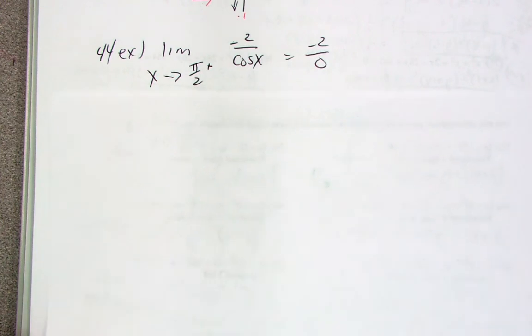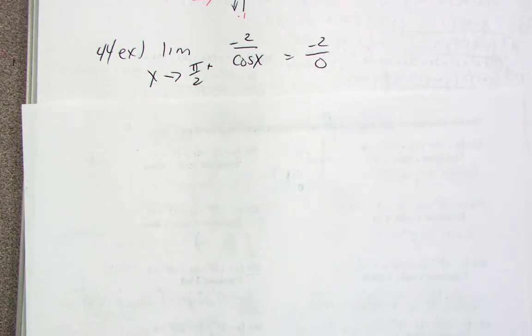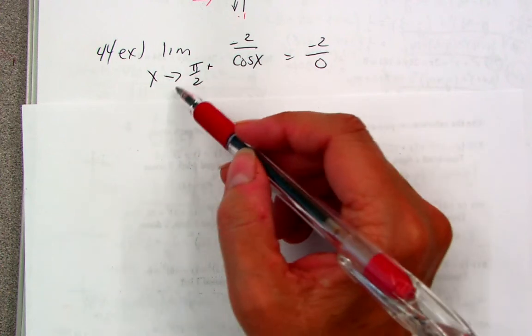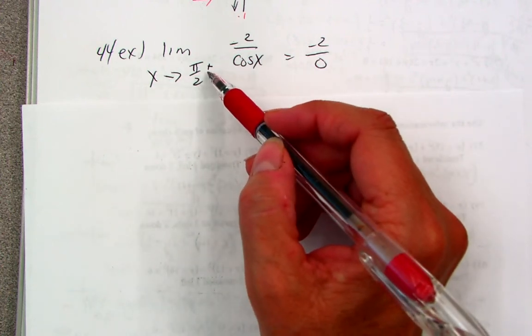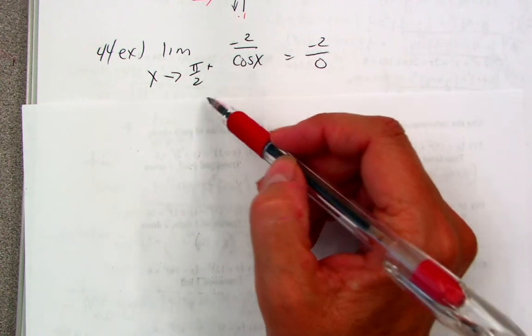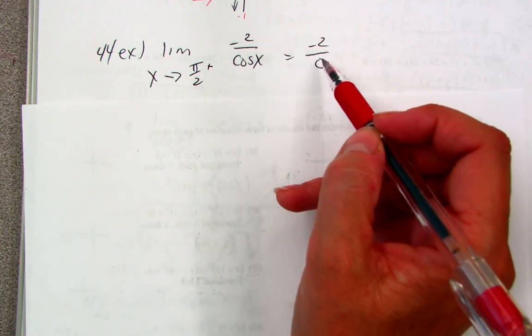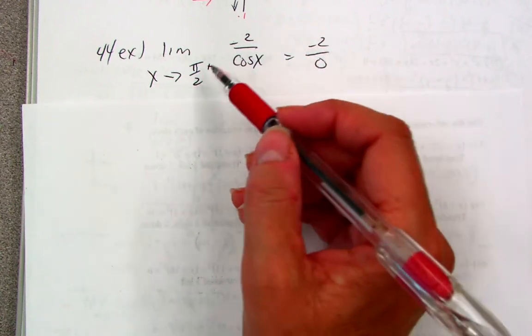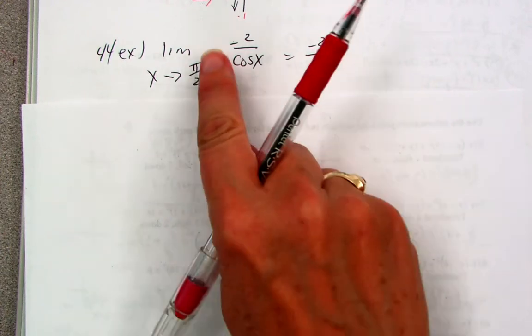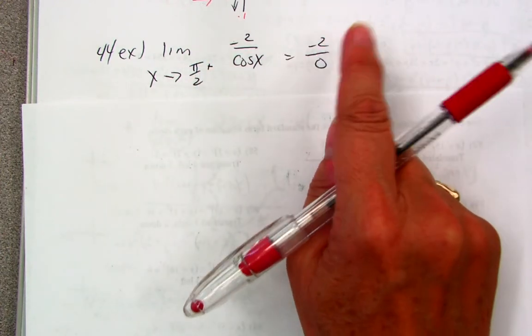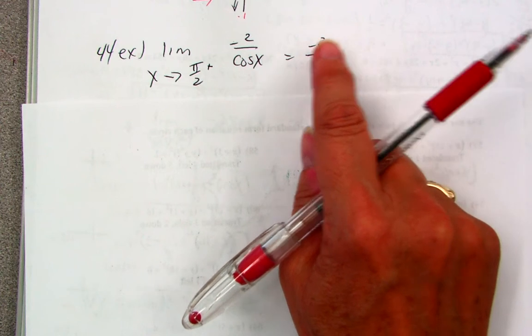44, here's another example. The limit of negative 2 over cosine of x as x approaches pi over 2 from the right. Well, if I just substitute that in, that's negative 2 over cosine of pi over 2, which is 0. If it didn't ask me this right here, I would say undefined, does not exist.